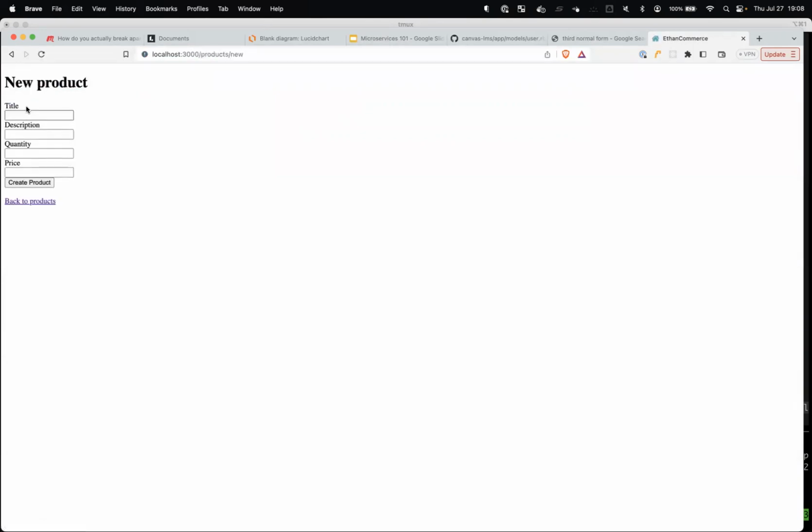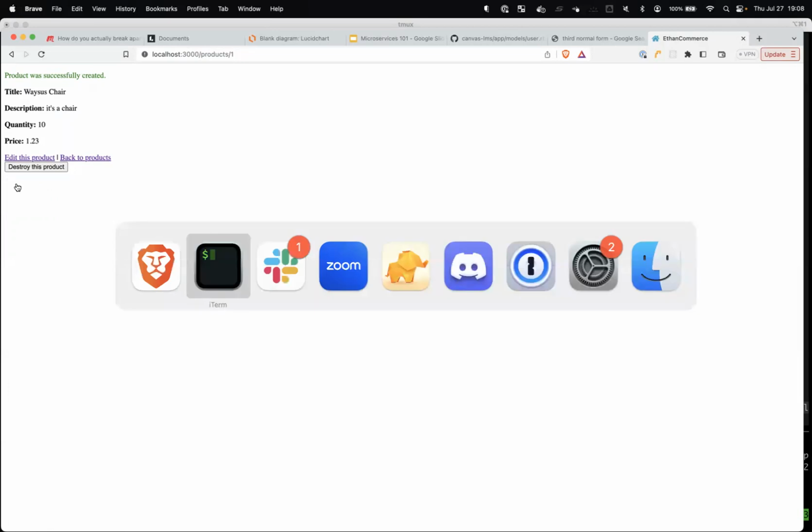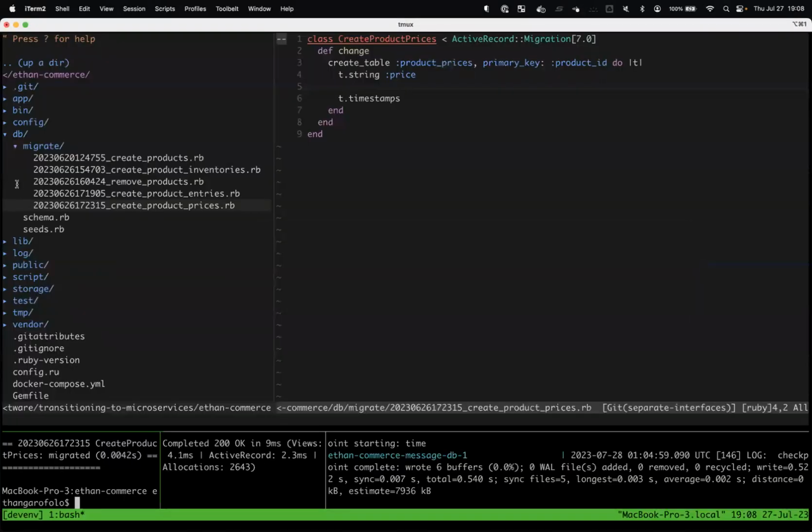So, wait, Ethan, this interface looks exactly the same. It is. And watch this. Type in, say, chair. It's a chair. We could have 10 of them, same price. Hit create product. Oh, look at that. It looks all the same, right? What do you suppose I did under the hood? Split it up. I did, but how did I give that interface?